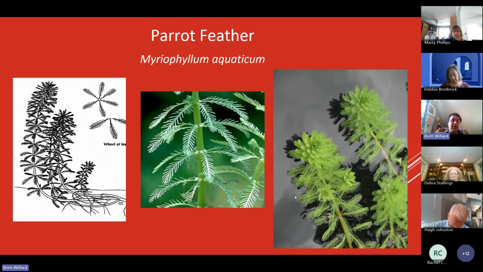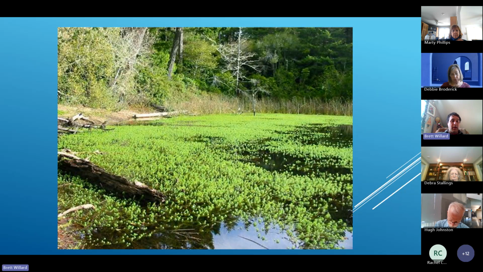It creates these really thick mats along the surface, which endangers animals through entanglement and can damage boats and be bad for swimmers. So this is a rather nasty plant, and it is a true invasive all over the world. This is a major problem in Europe and other places. Here's a mat of parrot feather, a colony of parrot feather. Here you can see all those bright green leaves poking above the surface.